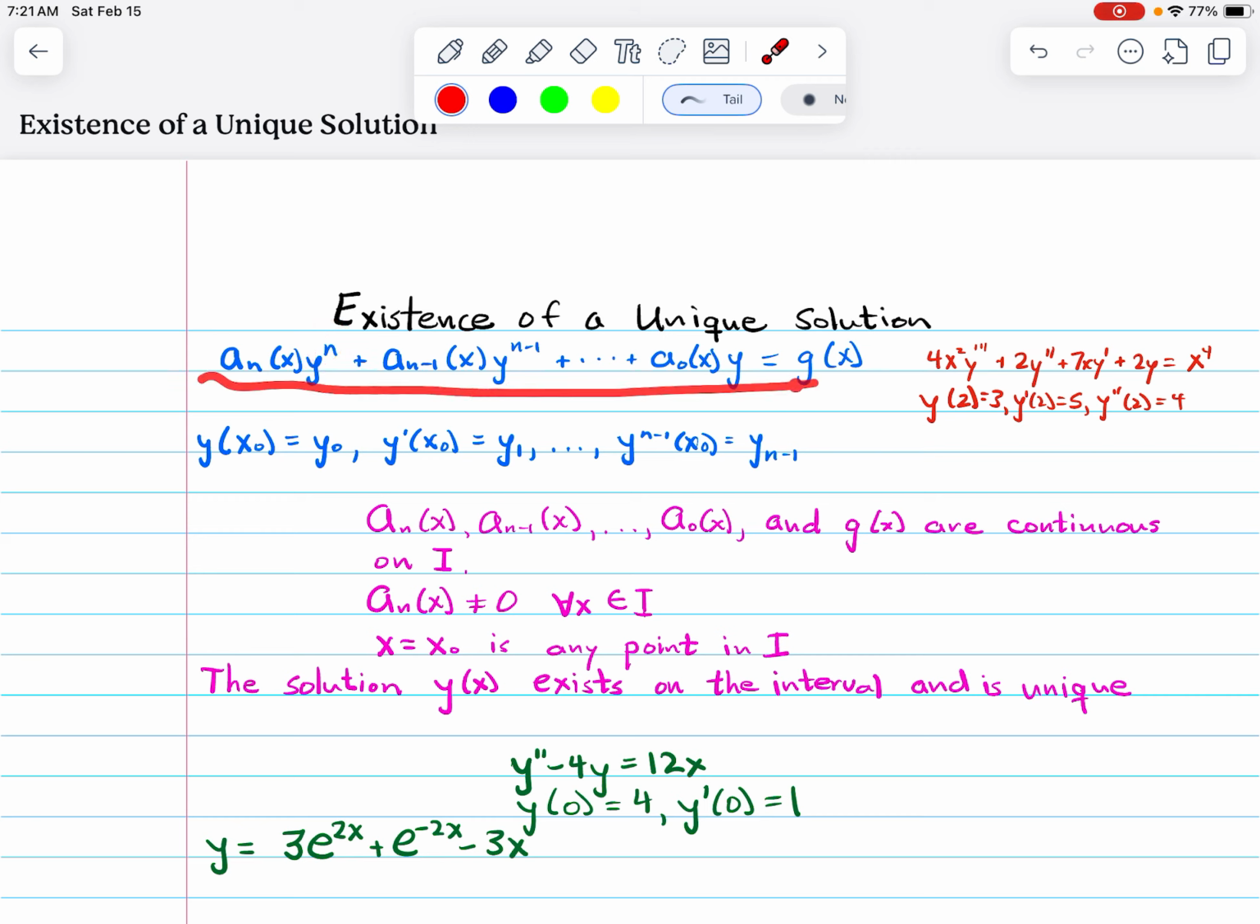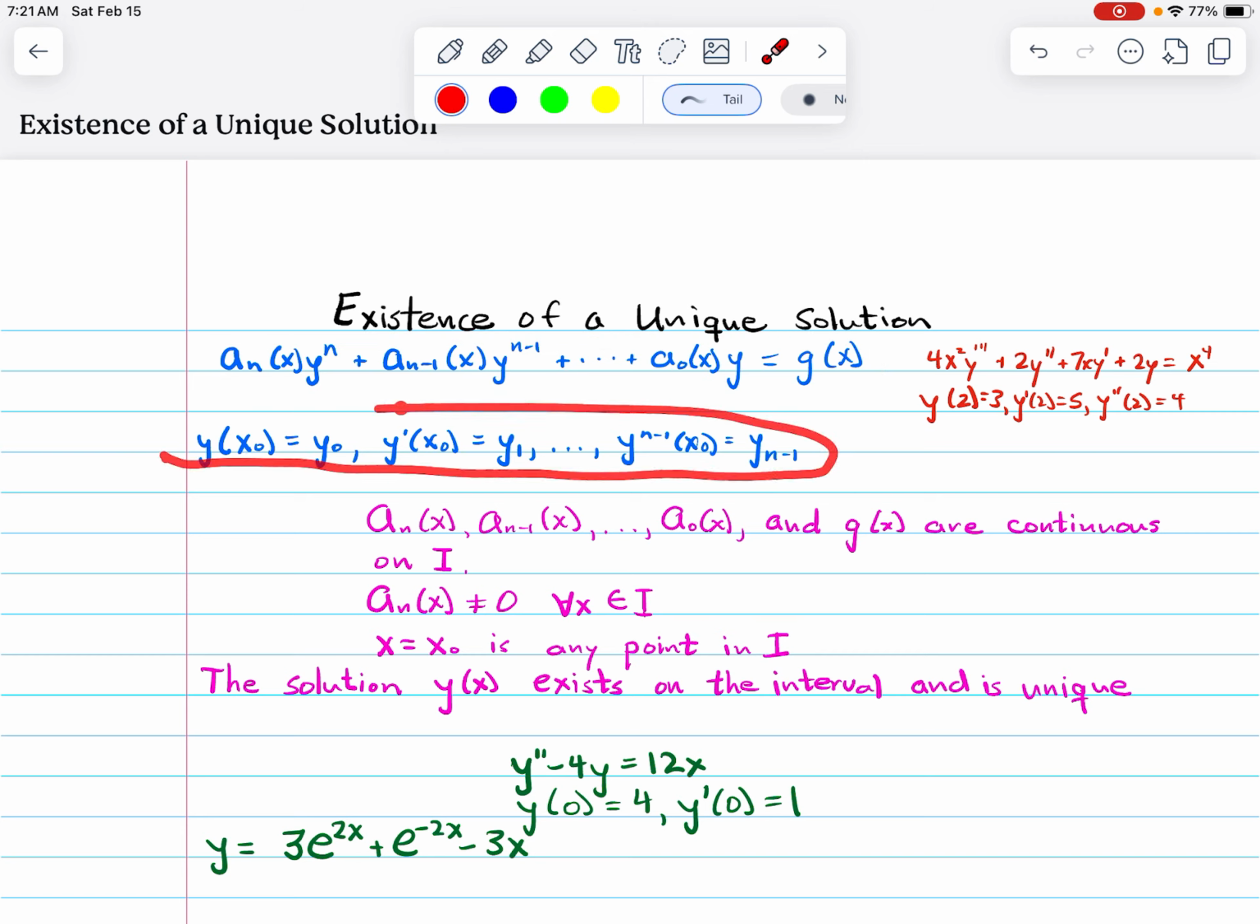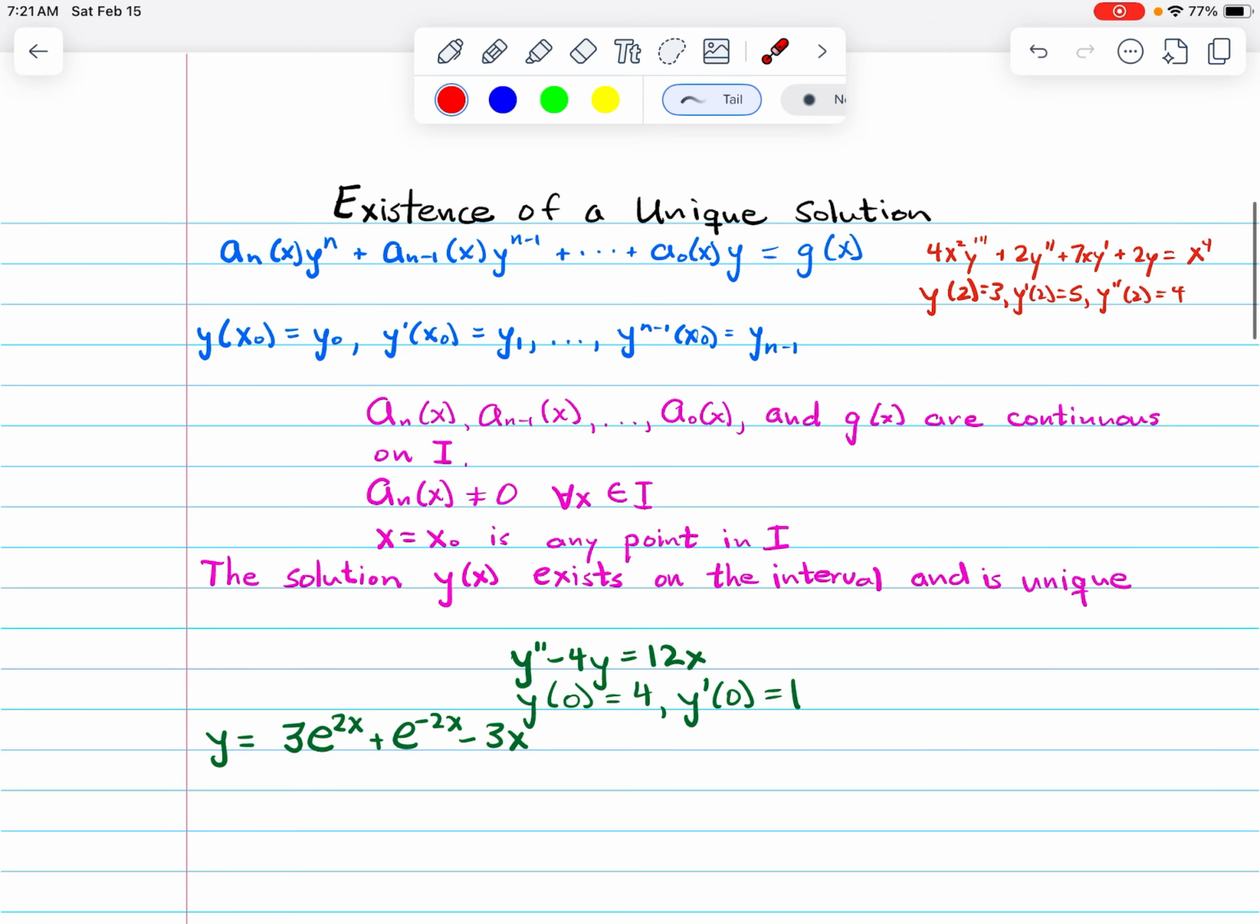So here you have a differential equation, and down here you have the initial conditions. And notice I'm putting in an x naught into each one of these. This is an initial value problem. Now, I want to point out some conditions for this theorem to apply.